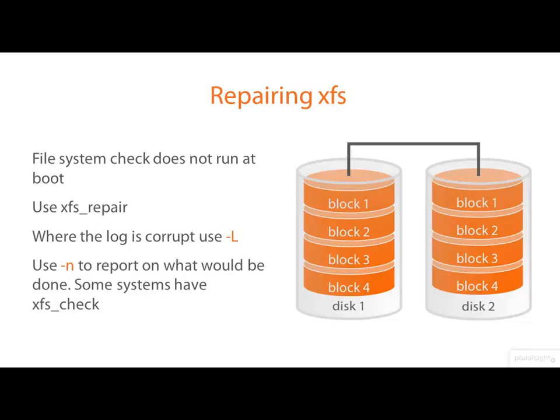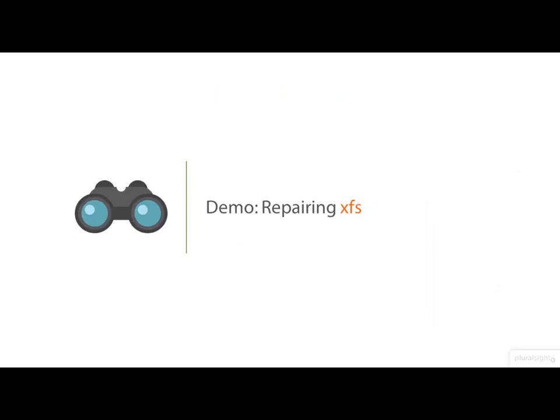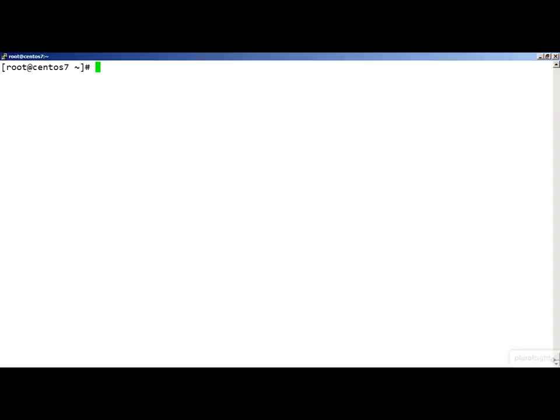There's also an option -n, and this can be used where we just want to perform a check to report on what will be done rather than actually carrying out the repairs. Some systems have a utility called xfs_check that really does the same thing. Now let's move out to the command line of our CentOS 7 machine and look at how we can repair these XFS file systems.